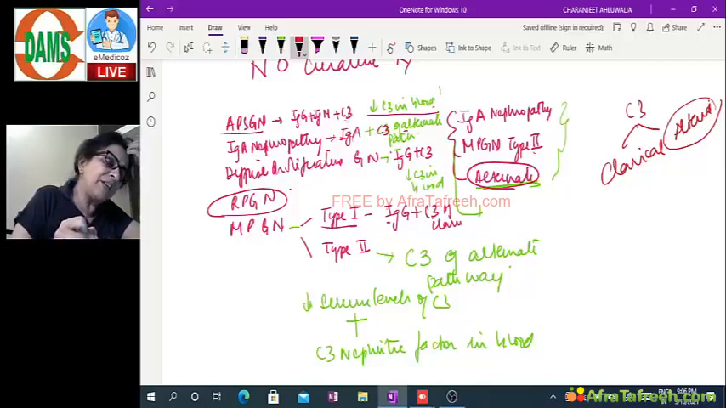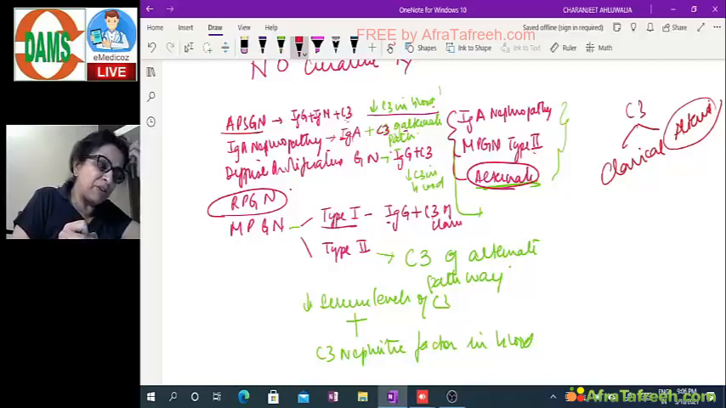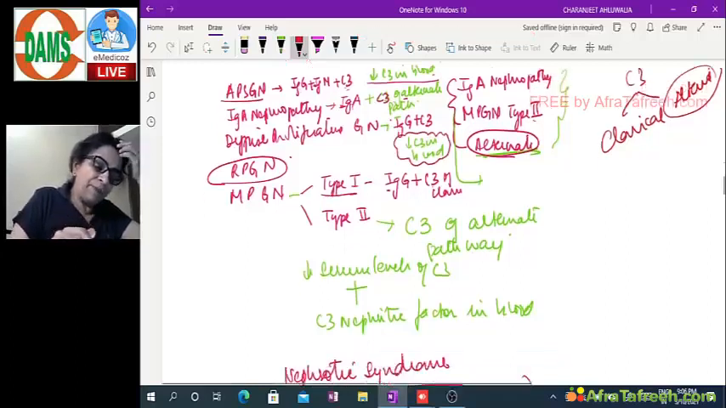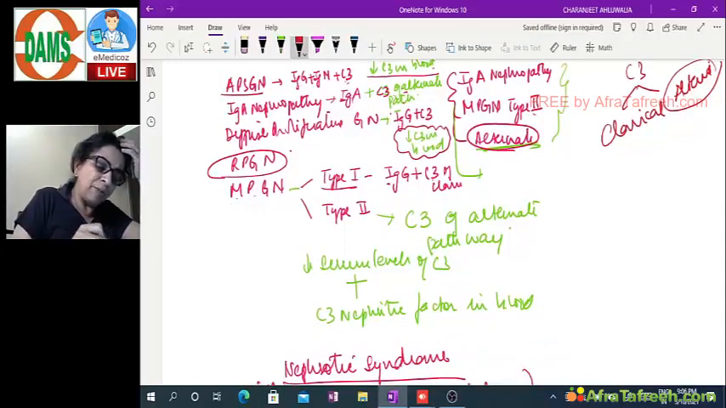Blood level of C3 may fall, may not fall. Third, in diffuse proliferative glomerulonephritis, IgG and C3 of classical pathway is depositing in the kidney, and C3 levels in the blood may fall down. Fourth, in membranoproliferative glomerulonephritis type 1, IgG antibody along with C3 of classical pathway is deposited in the kidney. Blood C3 levels are usually normal.